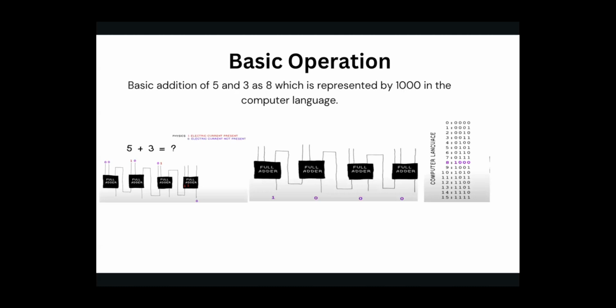For instance, if you want to do a basic operation inside your computer, when we add 5 and 3, it is 8, and it is represented by the number 1000 inside the computer. The way it works inside is like you see here. These numbers are converted into bits. When there is an electric current passing through, it is represented as 1, and if there is no electric current, it is represented as 0. Based on this, you get the number, and inside the computer this is mapped to the number that humans understand.